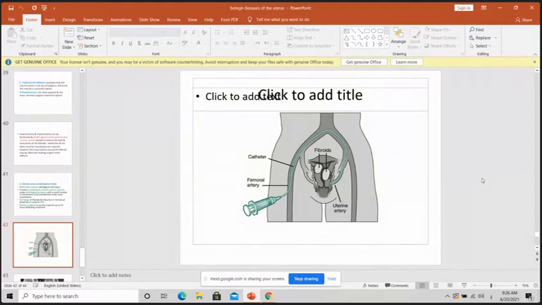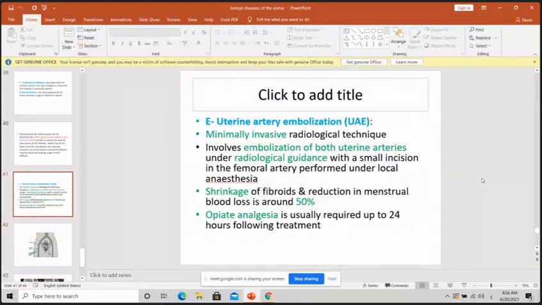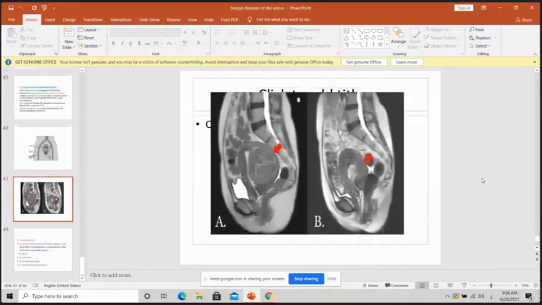طبعا مثل ما تشوفون انه اذا ندخل بالleft femoral artery the right uterine artery will be embolized يعني the artery on the contralateral side. طبعا this will provide reduction in fibroid size and menstrual blood loss by around 50%. This procedure is performed under local anesthesia يعني ما نحتاج GA. هنا post procedure the woman will experience severe pain. So usually and frequently they require opiate form of analgesia for up to 24 hours following treatment.